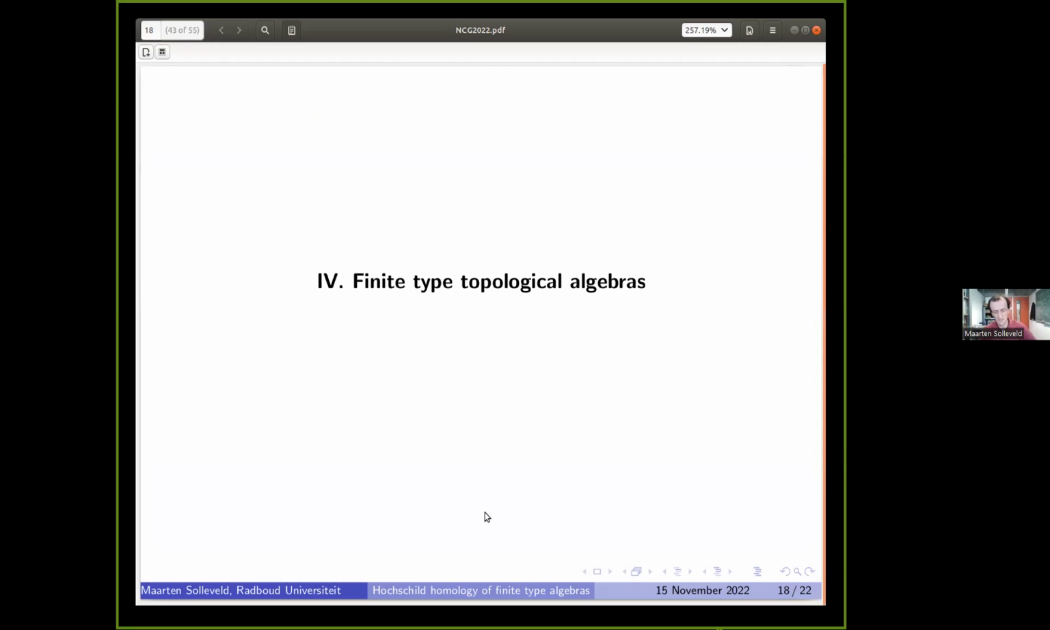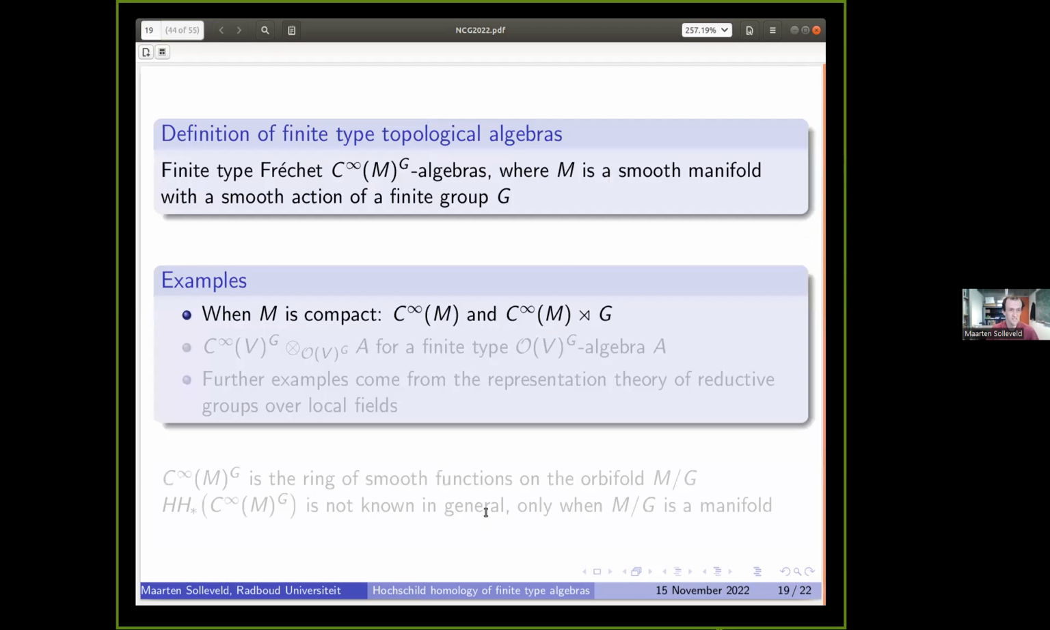Okay, so now let's really move on to topological algebras, but then those which are of finite type. So this hasn't been defined yet, so let me define here what I want to do. Basically, I want to have Fréchet algebras which are of finite rank over the smooth functions on some manifold, and usually these smooth functions will then be embedded, but that's maybe not necessary. You can also say it has to be a module over smooth functions on some manifold.